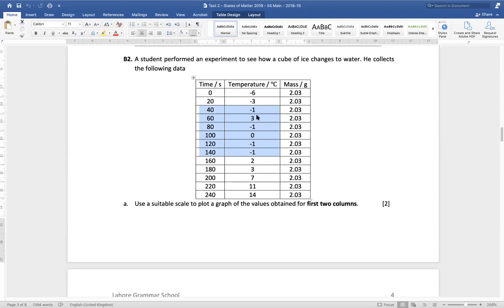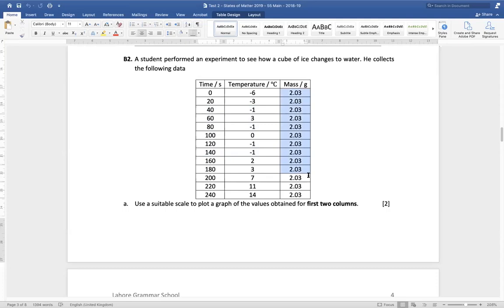Now, can anybody tell me what does the value -1 tell me about the composition of water, especially about purity of water? So I'll repeat. The question is, what does the value -1 tell me about purity of water? Yes, Amna. Very good. It basically tells me that this is impure. Pure water would freeze or melt at 0. This one is doing it at -1, so this is definitely an impure sample.